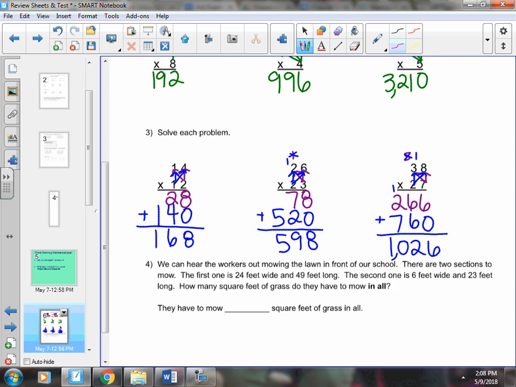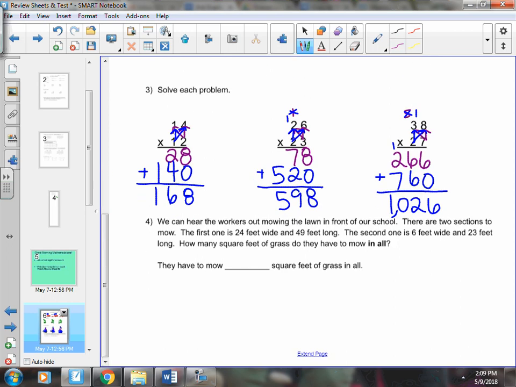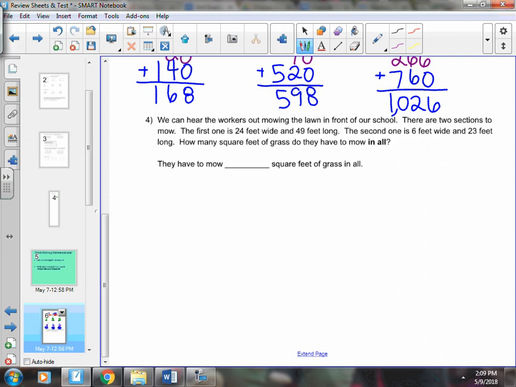Okay, number 4. This is the type of word problem that I often have to read more than once because there's quite a few steps. We can hear the workers out mowing the lawn in front of our school. There are two sections to mow. The first one is 24 feet wide and 49 feet long. The second one is 6 feet wide and 23 feet long. How many square feet of grass do they have to mow in all?